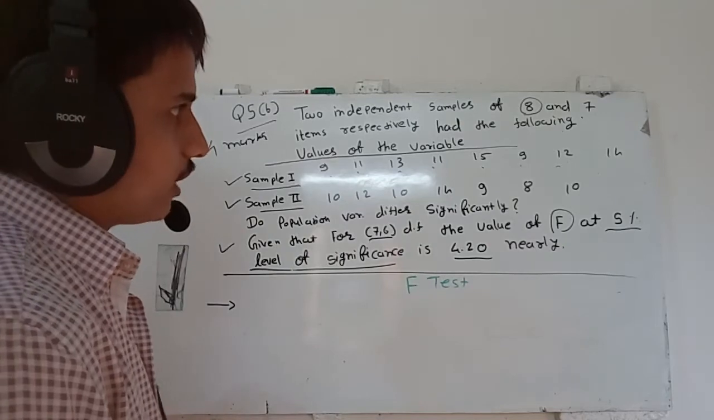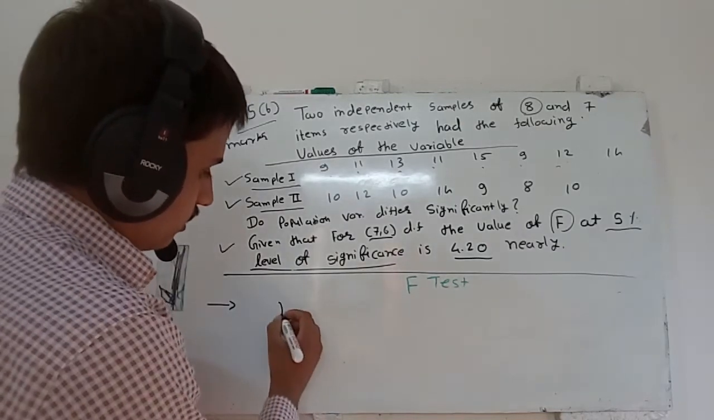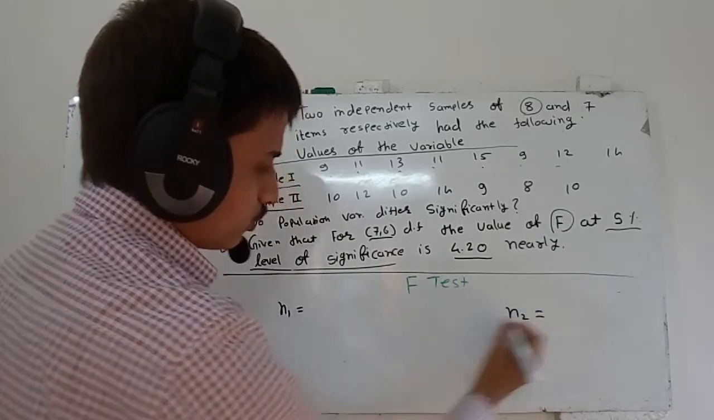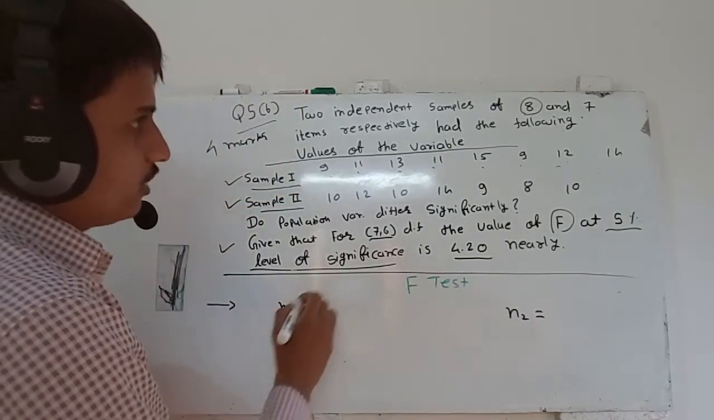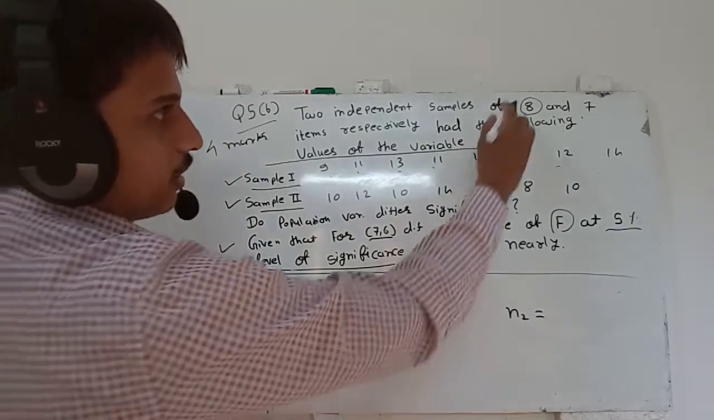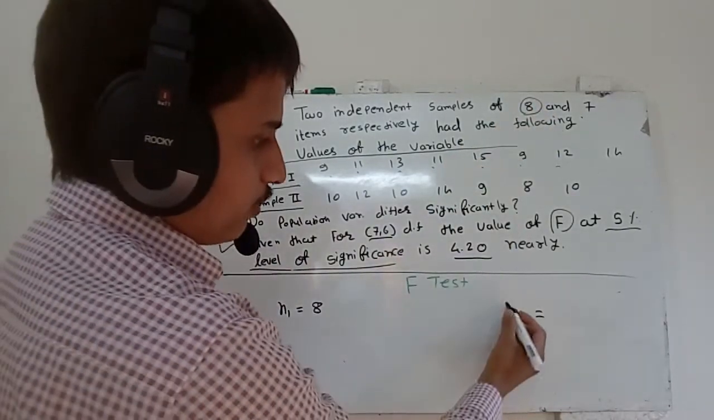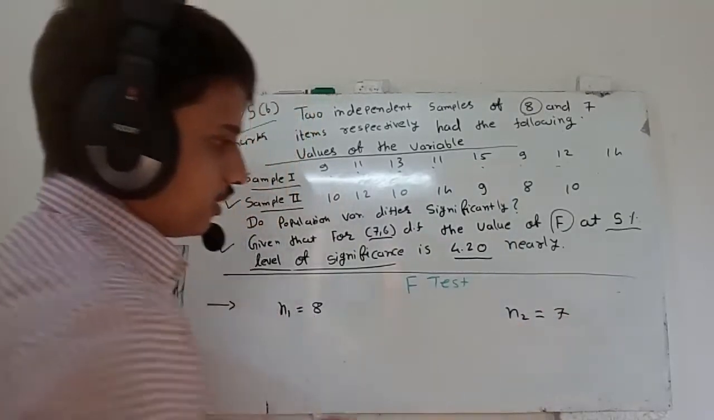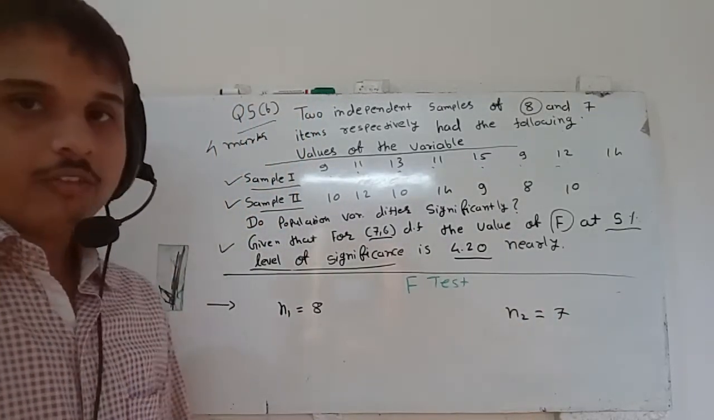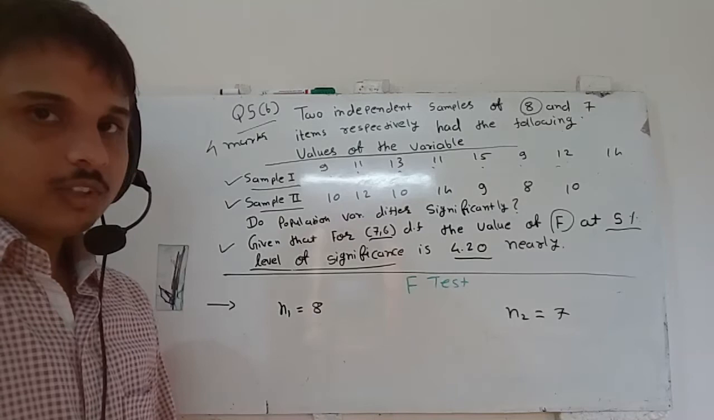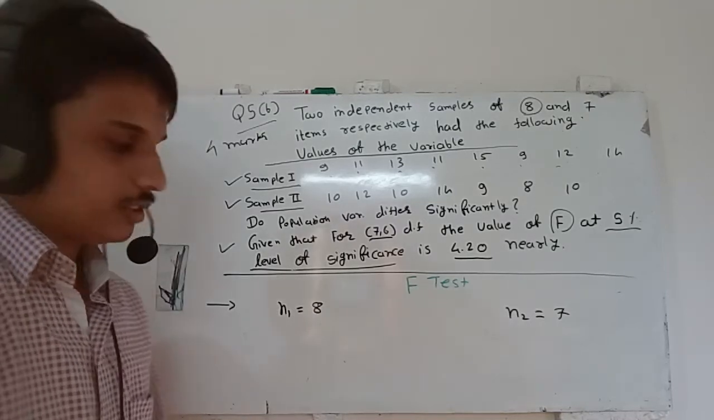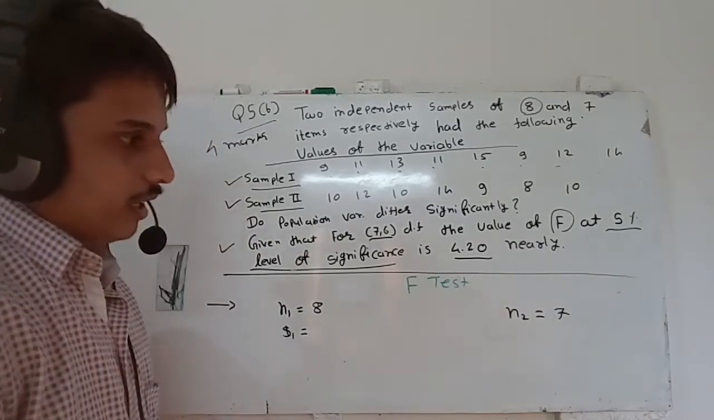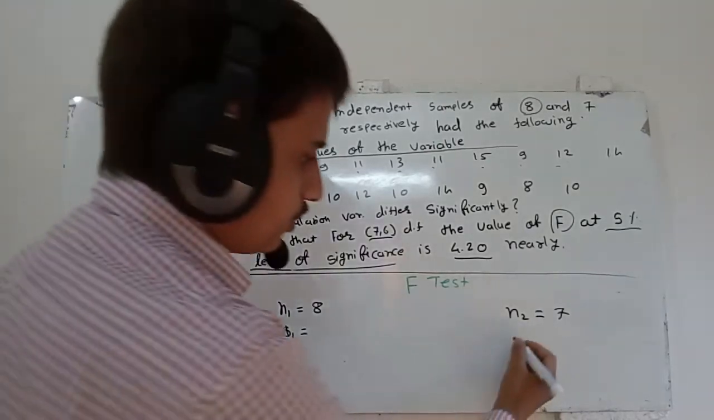Now to answer this question, we will first write sample size of both the samples. So number of items in sample 1 is 8, that is given in the question, and number of items in sample 2 is 7, total 7 items. Now after that we will calculate standard deviation of sample 1, and then we will calculate standard deviation of sample 2.